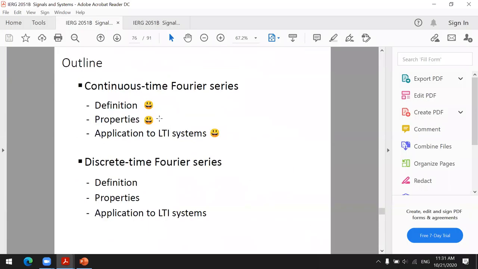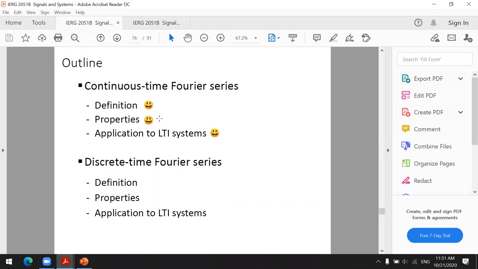So last week we finished the study of Fourier series for continuous time periodic signals. And we learned a few properties associated for the convenience of calculating Fourier series. We learned the application of Fourier series in LTI systems. So given a periodic signal input to the LTI, how we can determine its output using Fourier series.